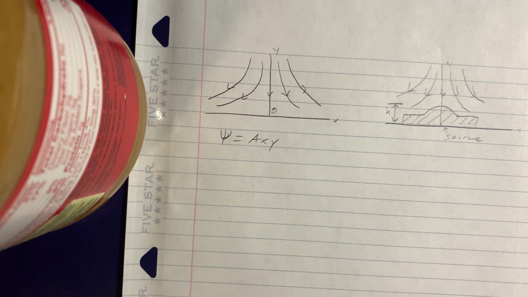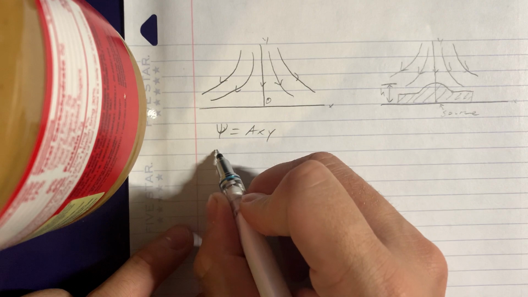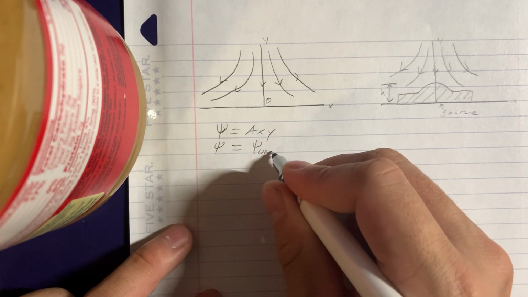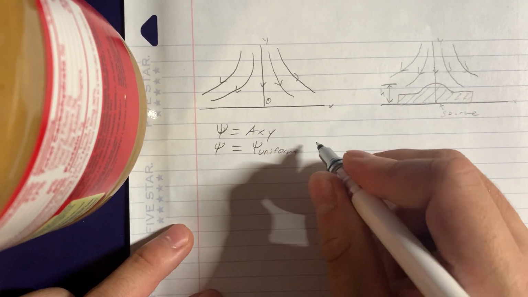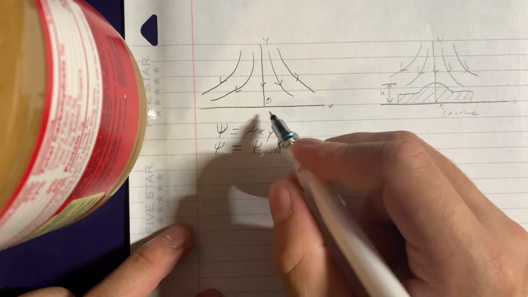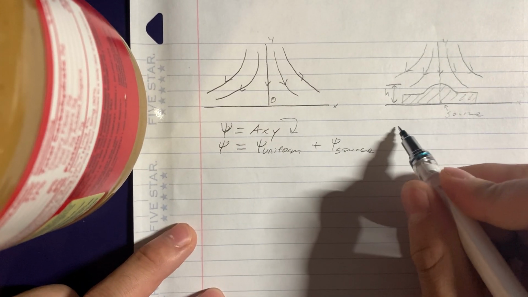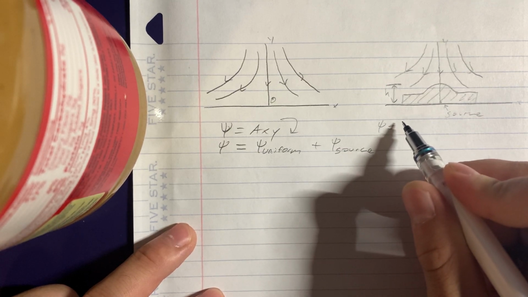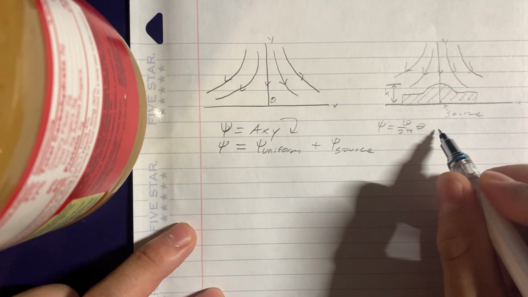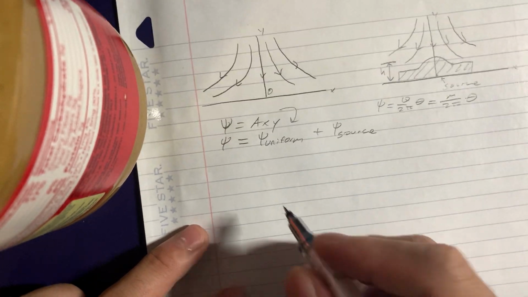So the first thing we want to do is get our total stream function, which is psi for uniform flow plus psi for source flow. In this case, Axy is our uniform flow, and for the source, that is Q over 2 pi theta, where Q is flow rate, and in our case that becomes M over 2 pi times theta.